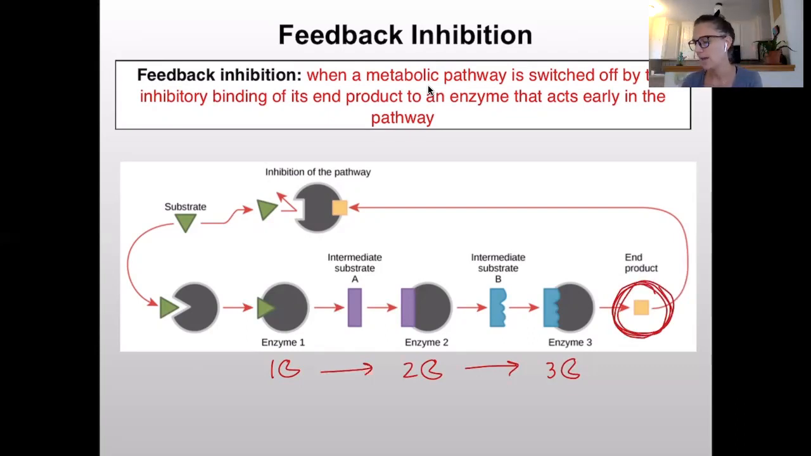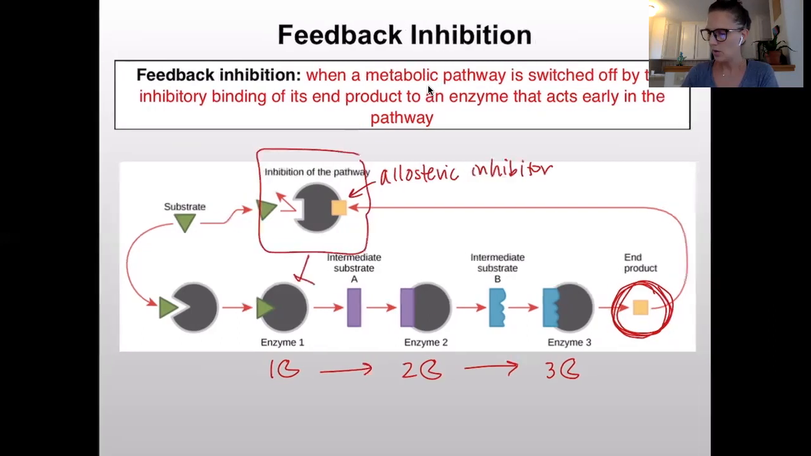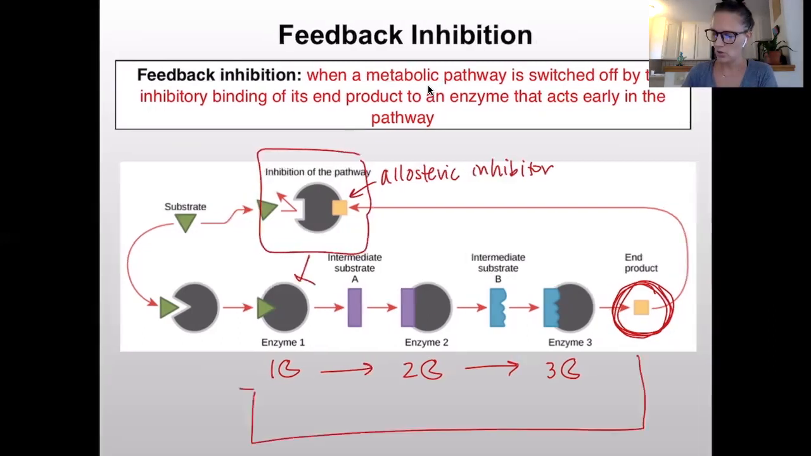So the end product is, let's say, the buildup of glucose during photosynthesis or something. Like, dude, we have enough glucose. We don't need more. So what it's going to do is that end product is going to act as an allosteric inhibitor, and it's going to turn off one of those enzymes, usually at the very beginning, right? So a product at the end is going to go and turn off one of the enzymes at the beginning, saying we're going to turn off the whole pathway because we got enough.